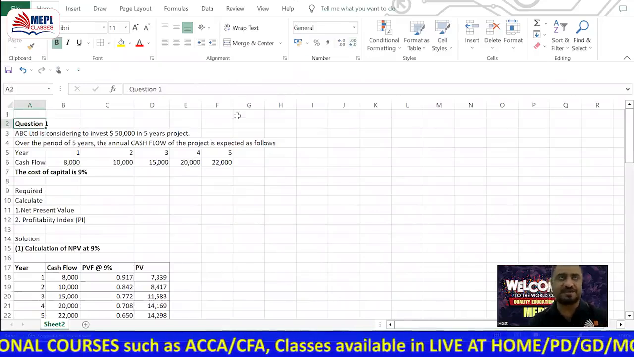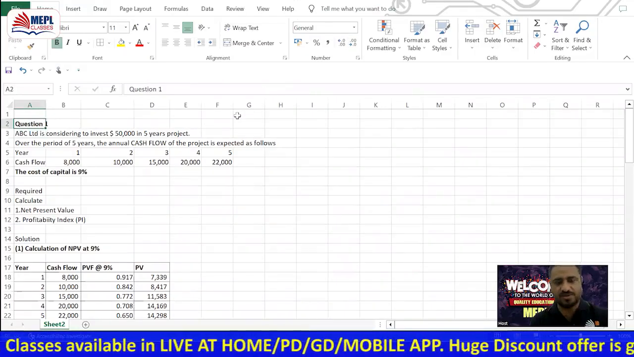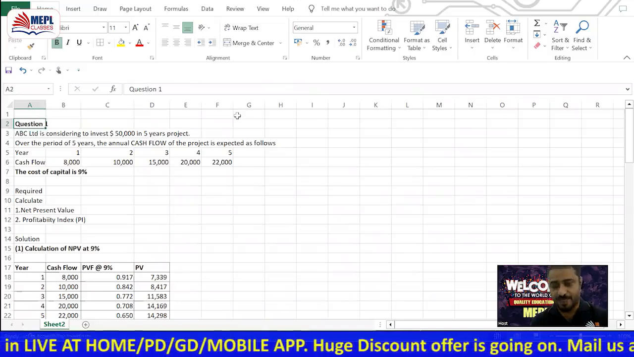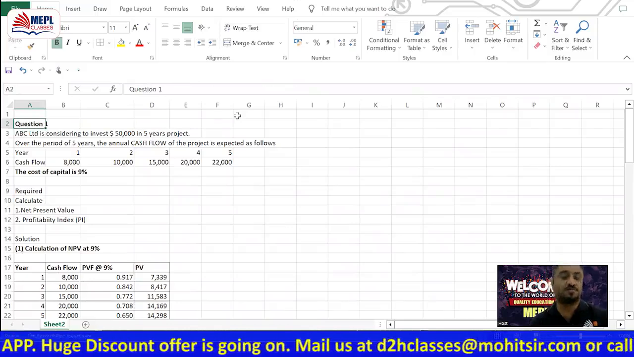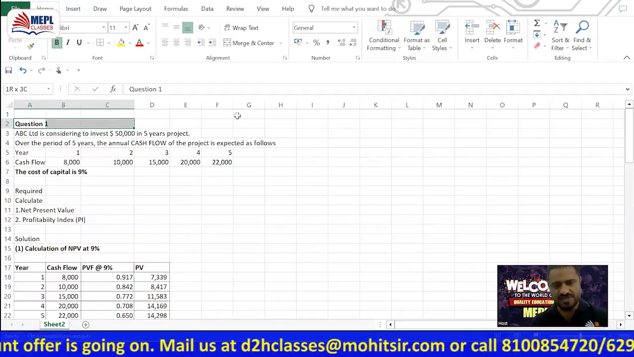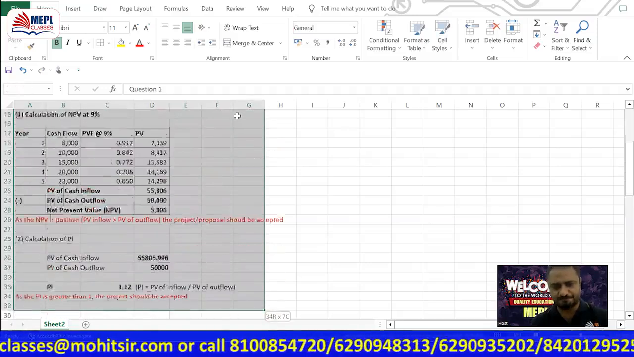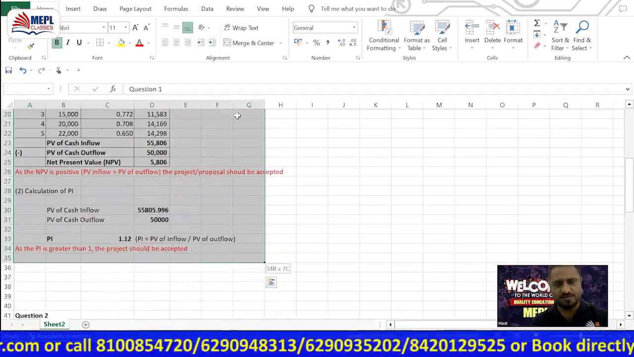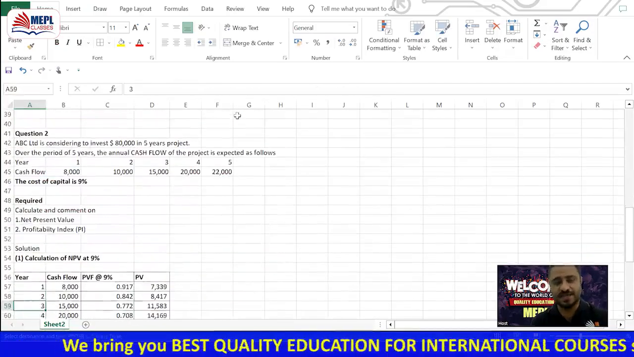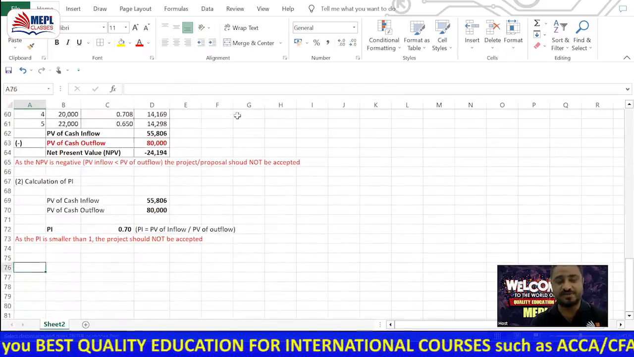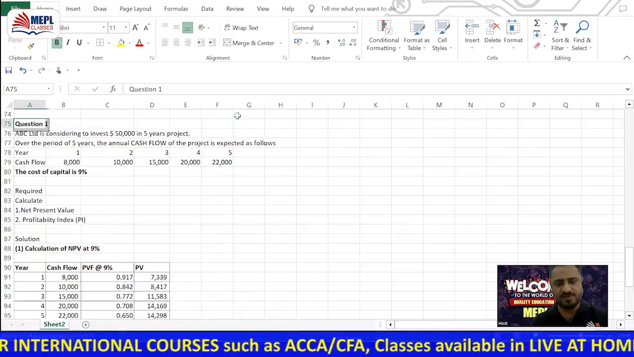Now, the trick is that in this question, the cash flow was given. What if instead of a cash flow, they give us a profit? So I will again change the same question very slightly, just to let you know how we derive the cash flow in case the profit is given. So pay attention, be careful. It is not going to be difficult at all.